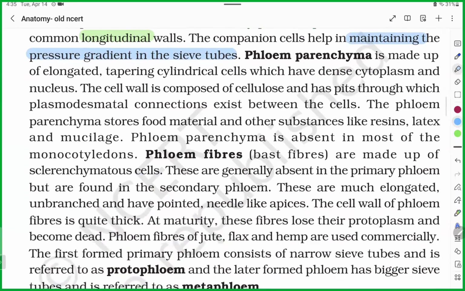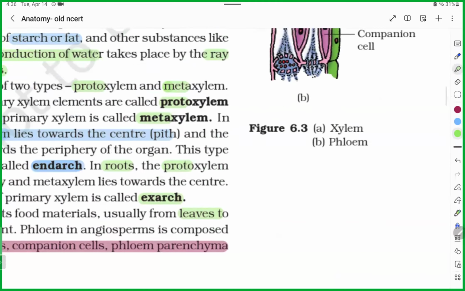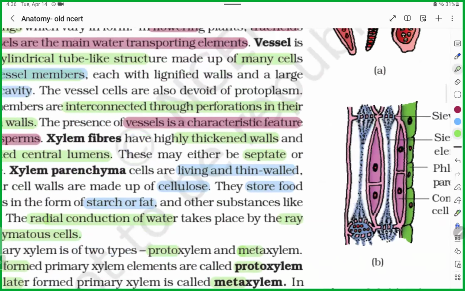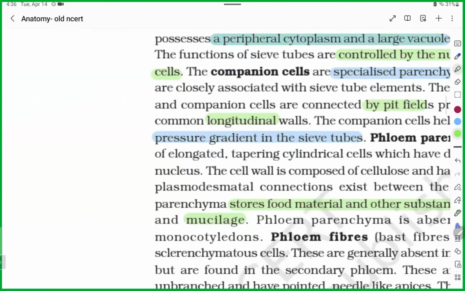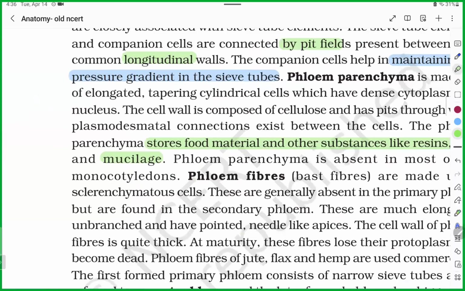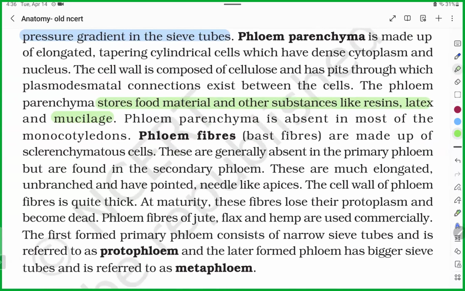Next, phloem parenchyma, a live cell again. It has dense cytoplasm, a nucleus, everything normal, with plasmodesmata connections. They store food like resin, latex, and mucilage. If you compare, even xylem parenchyma stores food in the form of starch and fat. Similarly, phloem parenchyma stores resin, latex, and mucilage. But they are almost absent in monocots.